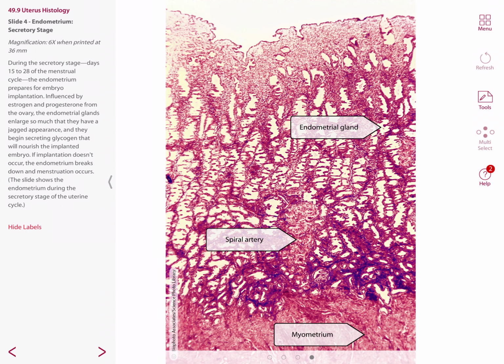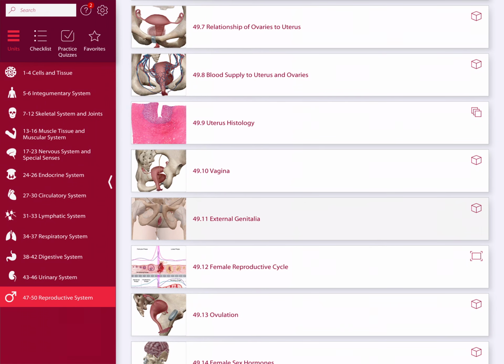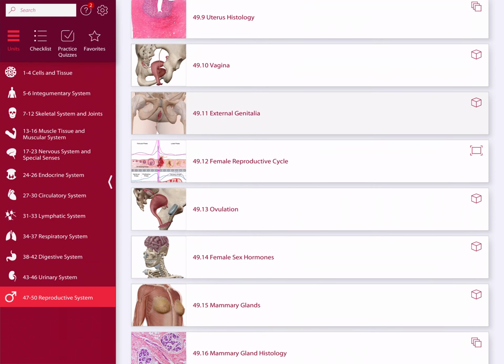And this is a pretty good picture. And you can see the endometrial glands, the spiral arteries, they've actually got one tagged here for you. And the myometrium, which is that smooth muscle, again, that responds to the oxytocin in that positive feedback loop.